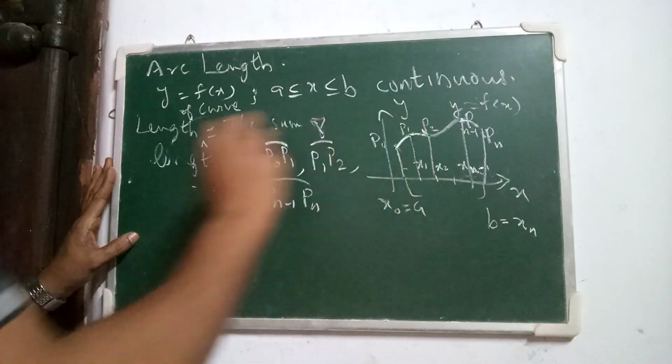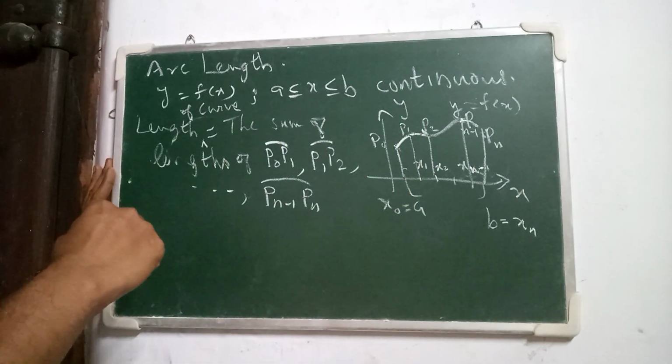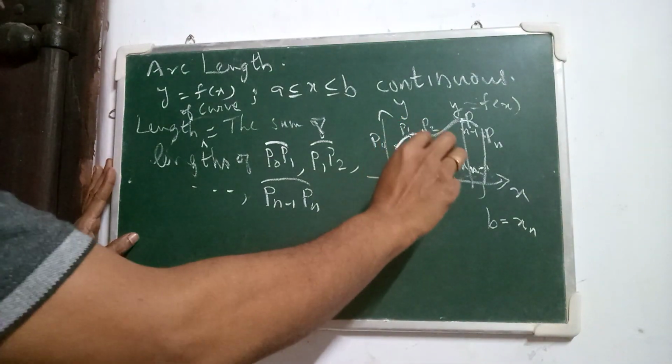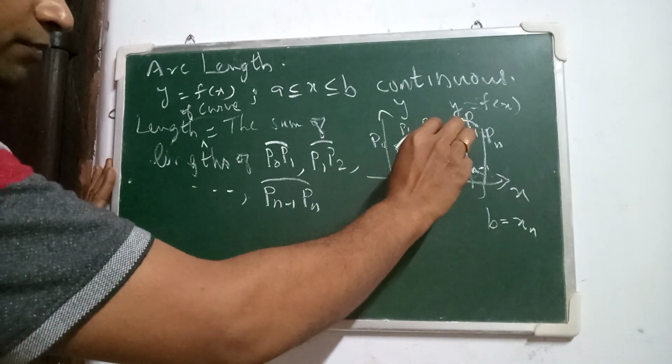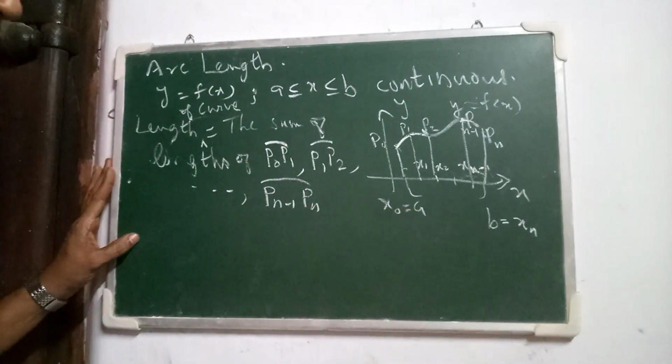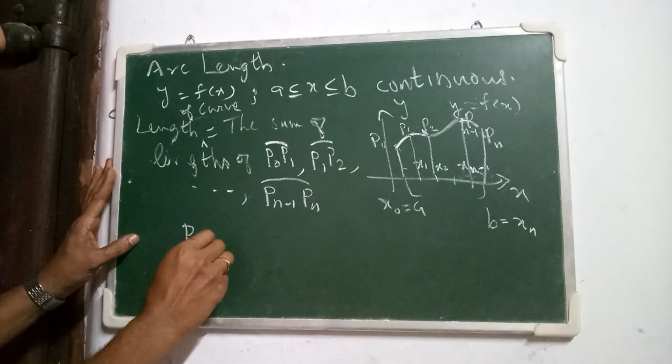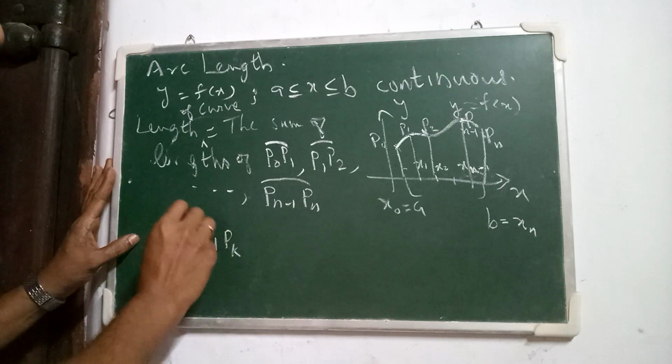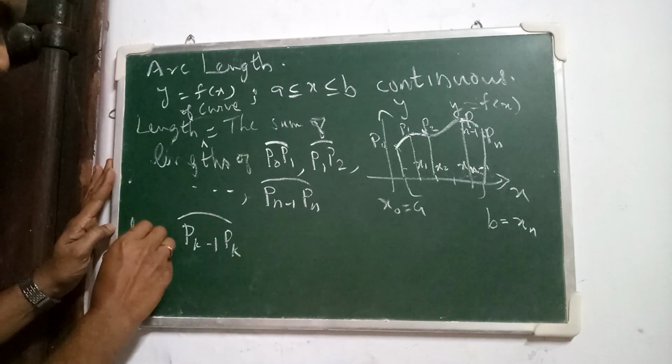Now what is the length of arc P0 P1? Or in general, take the kth subarc, so it is Pk minus 1 Pk. What is the length of this?